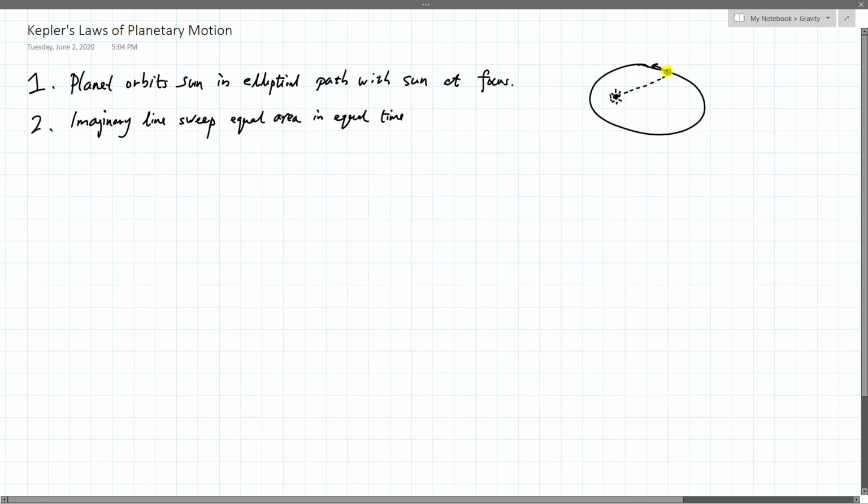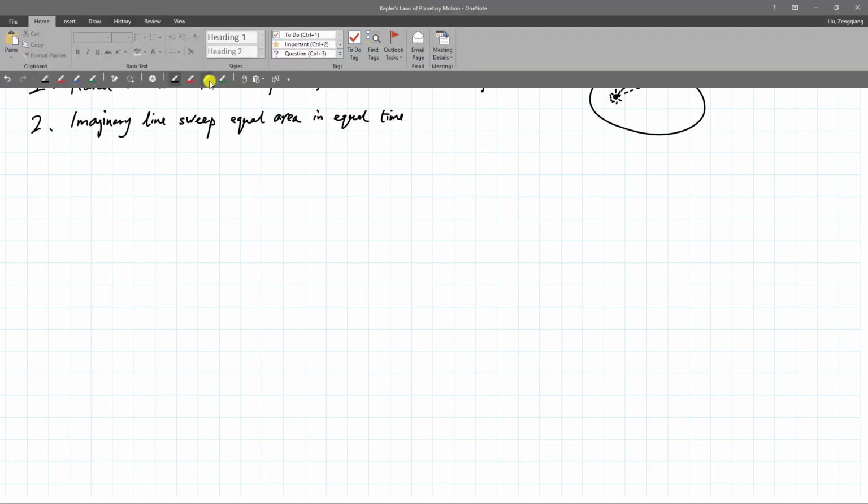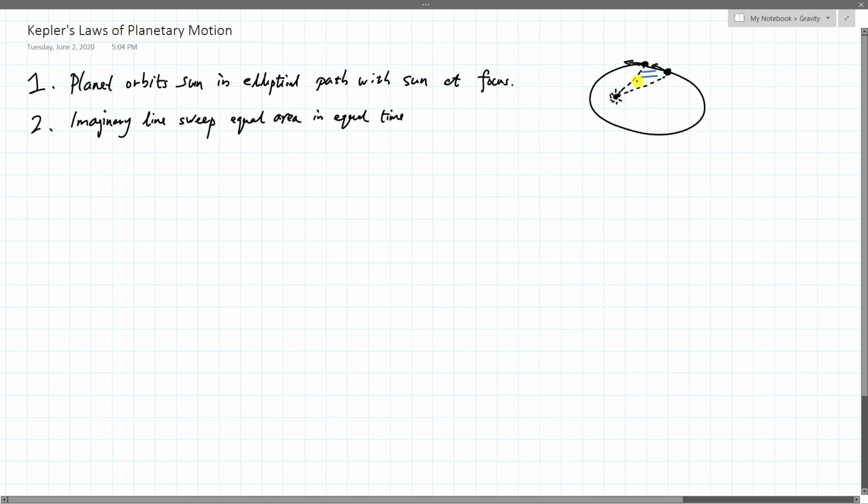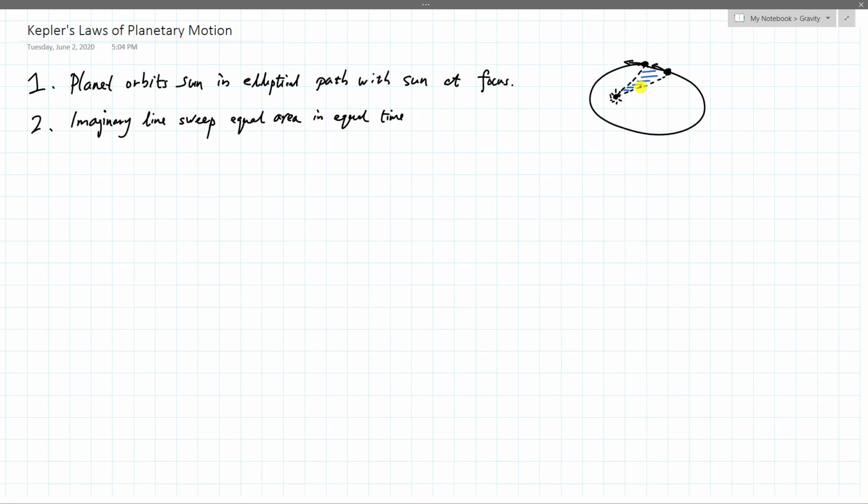So what this means is, as the planet moves along its orbit, this imaginary line is going to change location, and we can imagine that between these two positions of the planet, this line is sweeping forward, so it has swept an area. Let's color this with blue. So it has swept an area just like that, and Kepler claimed that this area swept is going to be equal with equal time spent.